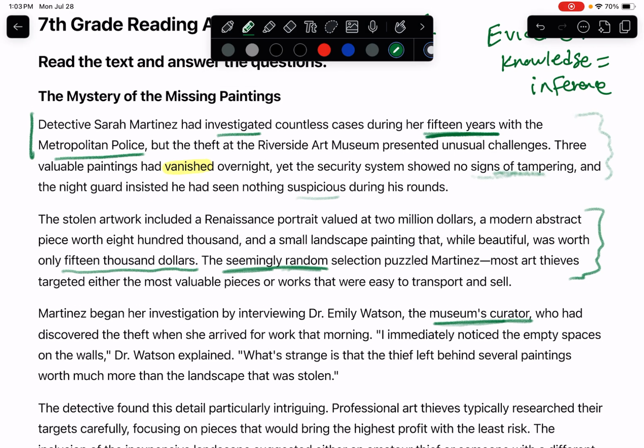So we have the detective, Sara Martinez. That's one person. We have someone else, the night guard. We don't know his name yet. And then we have Emily Watson. Okay, I'm going to highlight these different colors so you guys can see. This will be pink. This one's going to be this color. And the director's going to be this color.